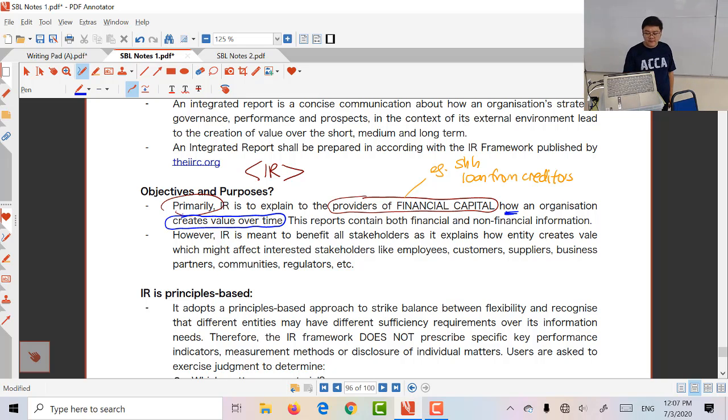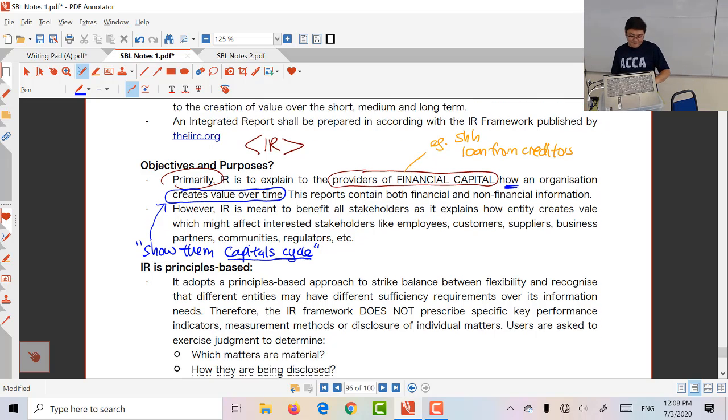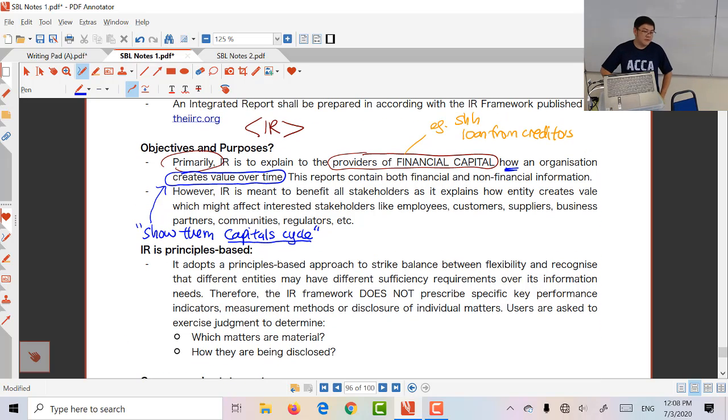Okay, now we show them what we call the capital cycle. Okay, it's actually a very simple thing. The concept is really nice, noble, all right? We won't go into the full detail of what you need to do, but just to get a concept of why integrated report is very important.